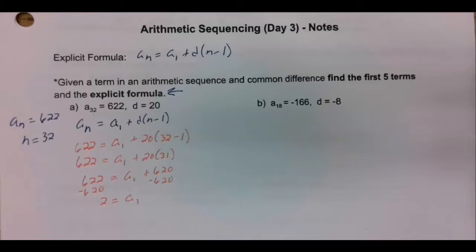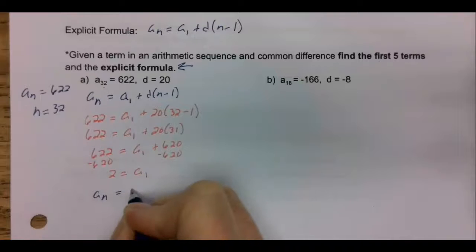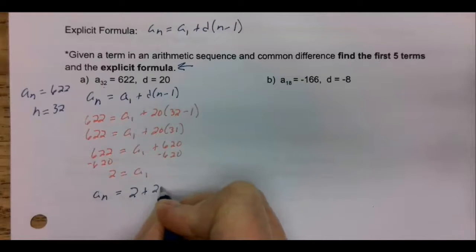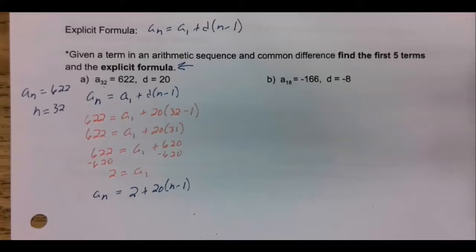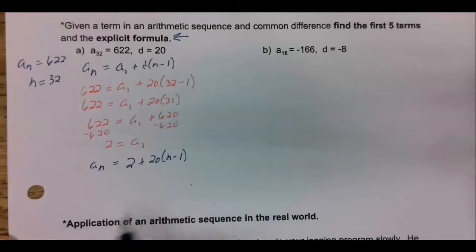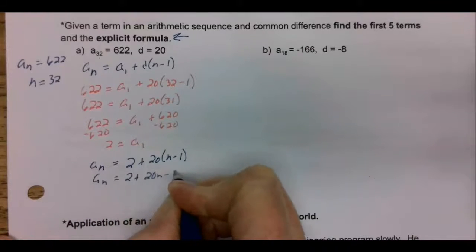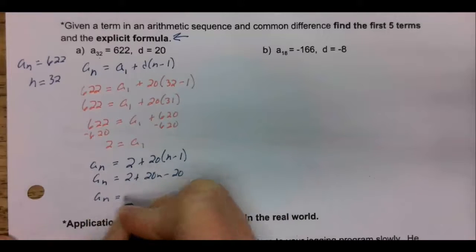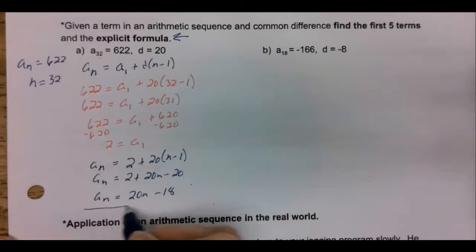Now, that's our explicit, oh, wait, we didn't write the explicit formula. I'm sorry. Explicit formula, a sub n is equal to a sub 1 plus the difference times n minus 1. There's an explicit form. Now we could multiply that out and write it in simplest form, and I'm not sure what they want here. Let's just simplify it. It's better to be safe than sorry. On the test we'll make sure that we're very clear on what we want. So let's simplify here. A sub n is 20n minus 20. So we get a sub n is equal to 20n minus 18. Okay, so there's our explicit formula.